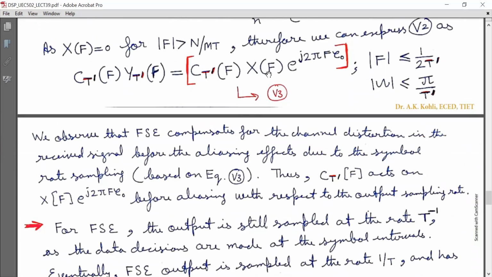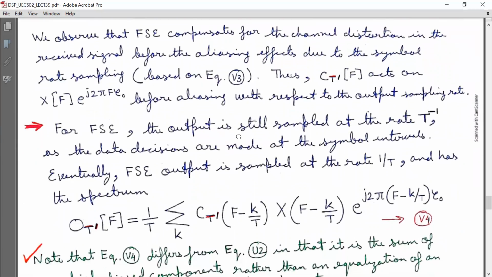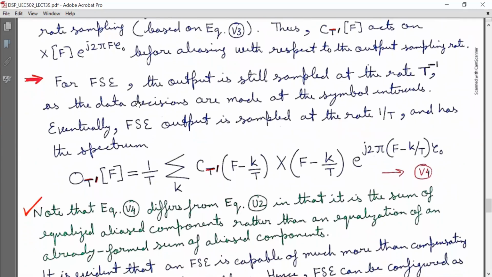Now Ct-f is acting on capital XF e raised to j 2 pi capital F tau naught. This is very important. For FSE, the output is still sampled at the rate T inverse, as the data decisions are made at the symbol intervals. Eventually, FSE output is sampled at the rate 1 by T and has the spectrum capital O T dash bracket F equal to 1 by T summation K Ct dash bracket F minus K by T into X bracket F minus K by T e raised to j 2 pi bracket F minus K by T tau naught. Mark it as equation V4.